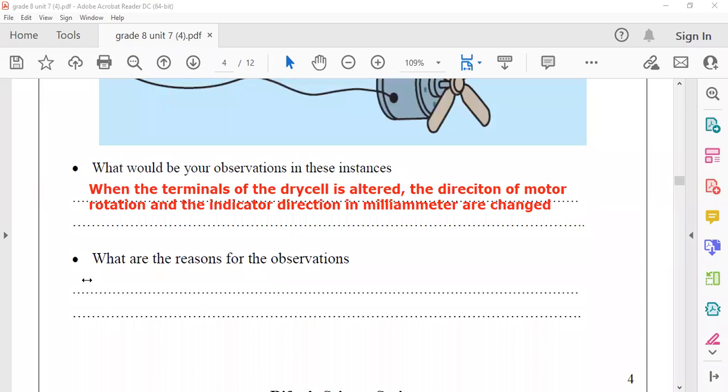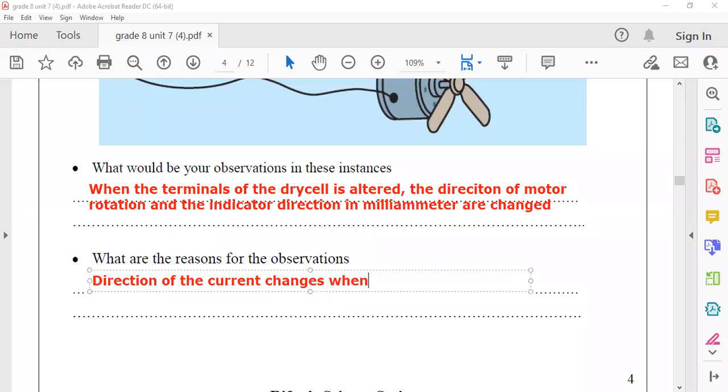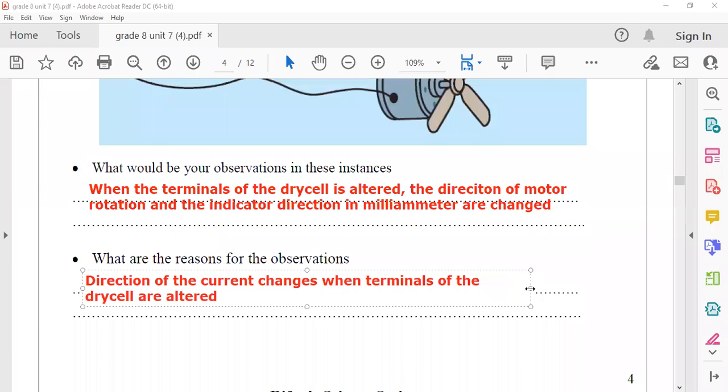Right. What are the reasons for the observation? Direction of the current changes when terminals of the dry cell are altered. Direction of the current changes when terminals of the dry cell are altered.